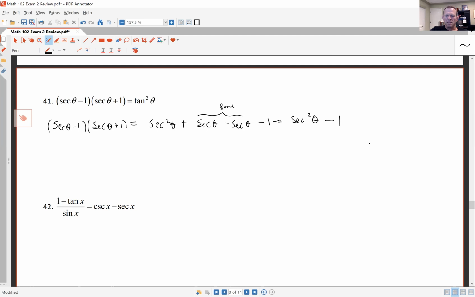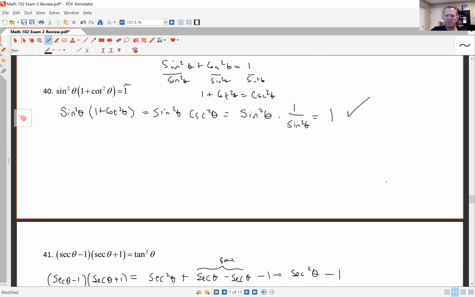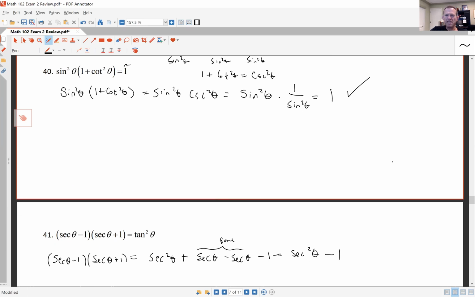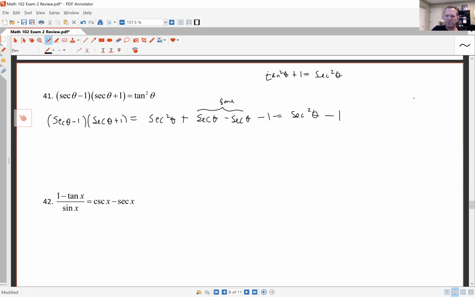All right. So when you see secant squared theta, just like I was talking about a bit ago with the cotan squared theta, there's an identity for that one as well. If 1 plus cotangent squared is cosecant squared, then tan squared plus 1 equals secant squared theta. So from that identity, if you subtract 1 from both sides, that says secant squared theta minus 1 is tan squared theta. So we've just verified that identity.